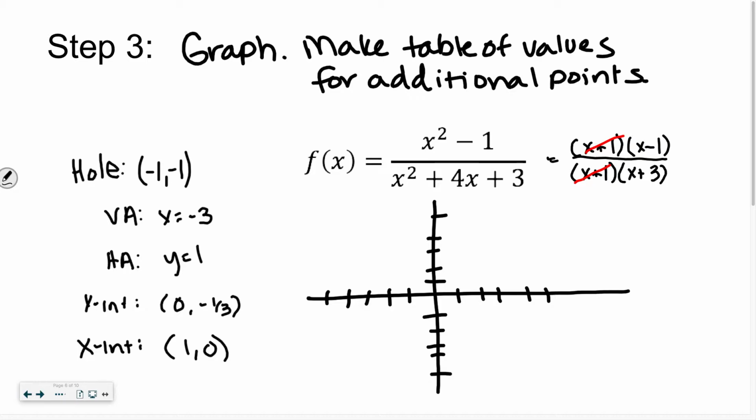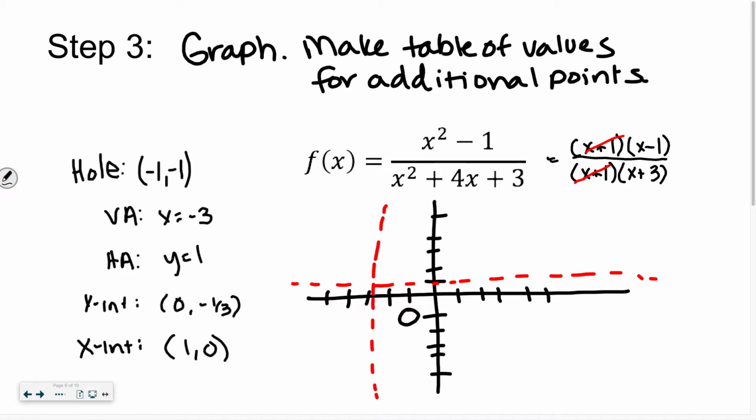I'm going to plot a hole at -1, -1. How will I mark the hole? As an open circle. Left 1, down 1. Please make your open circle large enough that I can tell it's open. If you make it tiny, it looks closed. Alright. Vertical asymptote, x equals -3. Horizontal asymptote, y equals 1.